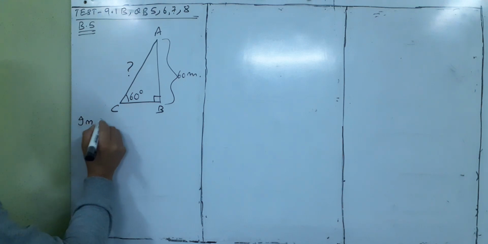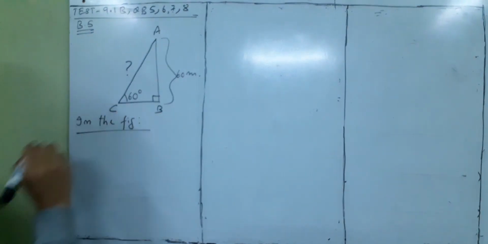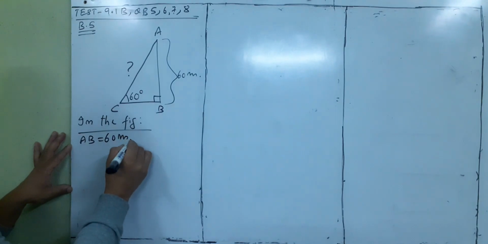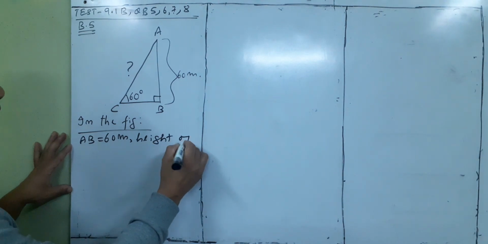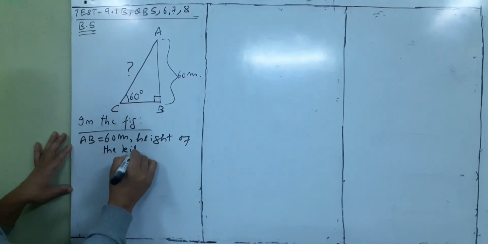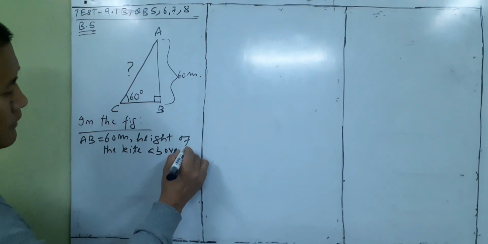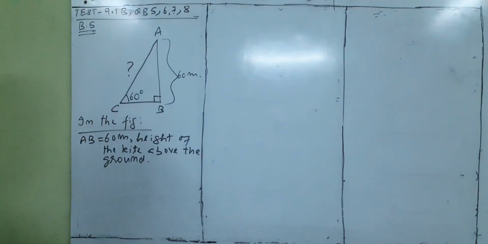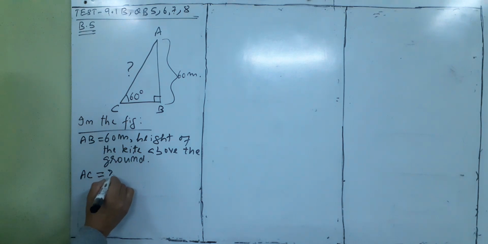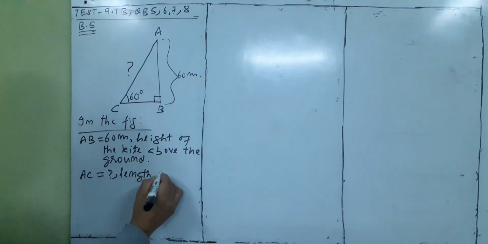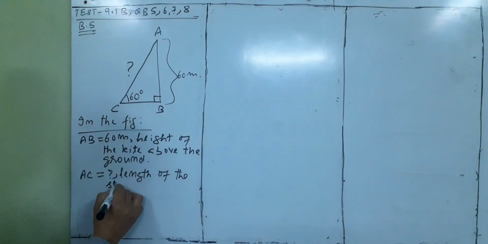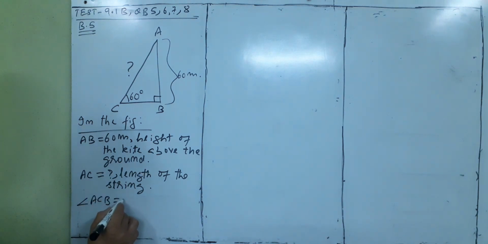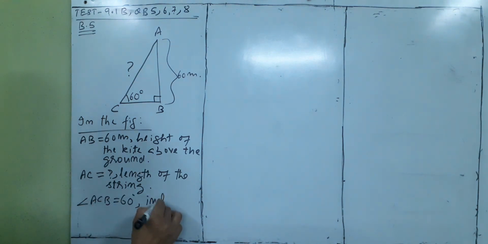Okay. So we write in the figure here, as we read the question, this is very clear to us that AB is equal to 60 meter is the height of the kite, okay? Height of the kite above the ground level. Then the required value is AC, question mark, is the length of the string holding the kite in the sky, okay? Then angle ACB is 60 degree, is nothing but inclination.